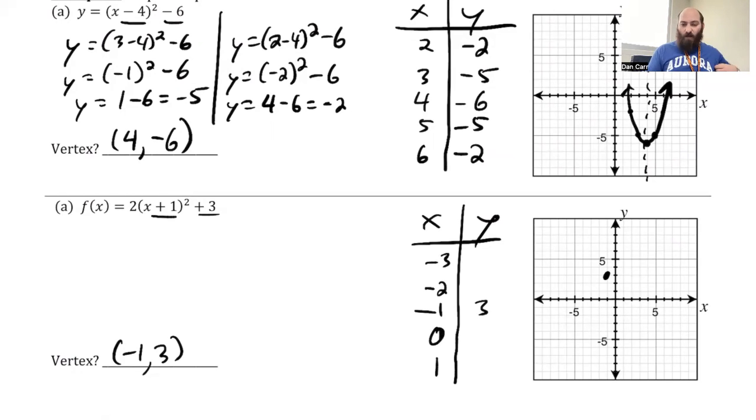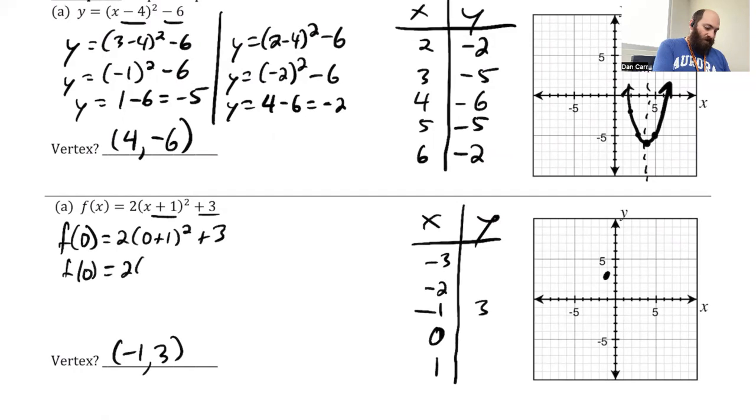This time I'm going to go down because I think 0 is going to be easy to work with. So here's my function notation. Let's find f of 0. So it'll be 2 times (0 plus 1) squared plus 3. So we get 2 times, that 0 plus 1 is 1. 1 squared is 1, times 2 is 2. So this will turn into 2 plus 3, giving me 5.